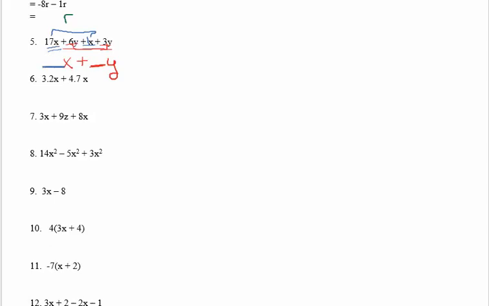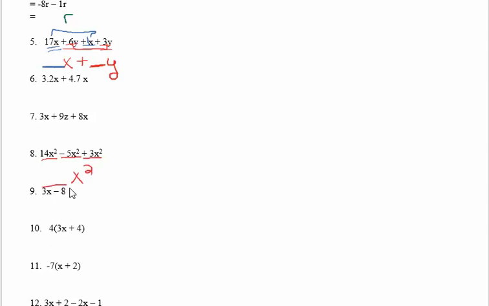In number 6, there's decimals, but that doesn't matter. You still just add them together. In number 8, we have x squared and x squared. They're all like terms. So you can go ahead and combine the 14 minus 5 plus 3, and your answer will be something x squared.